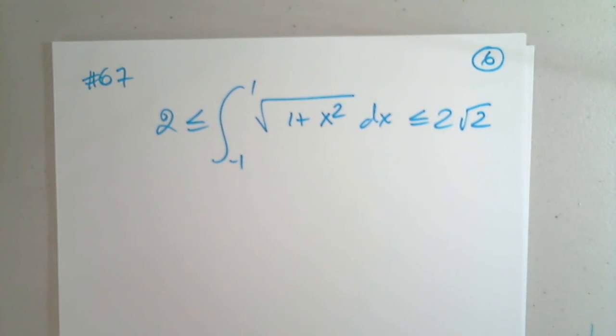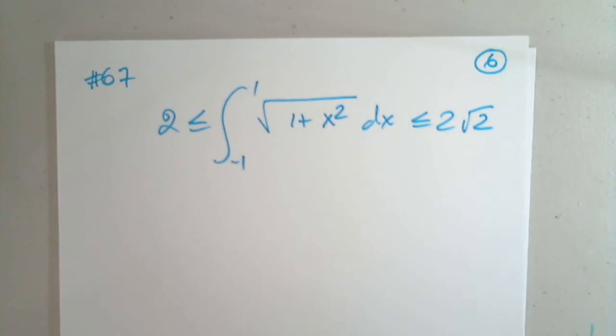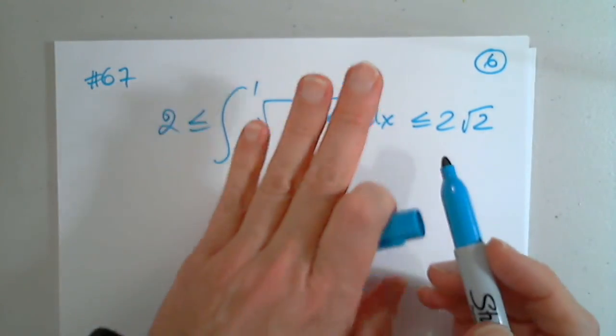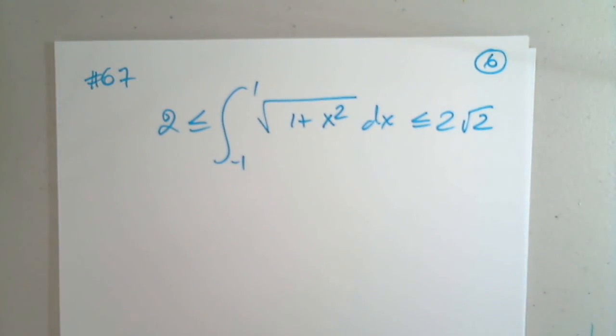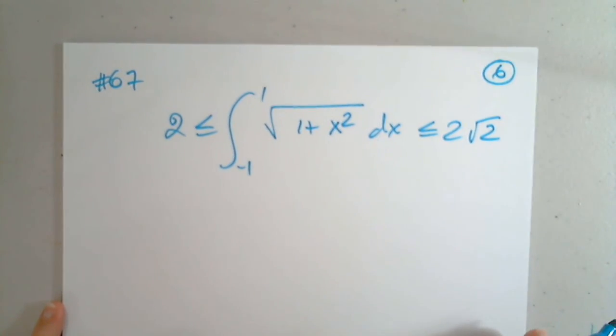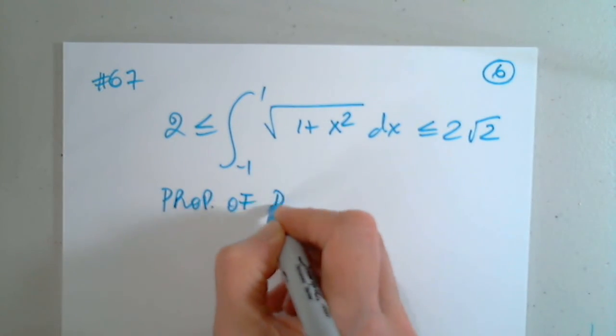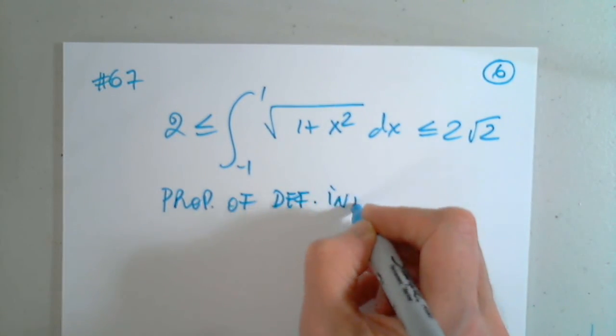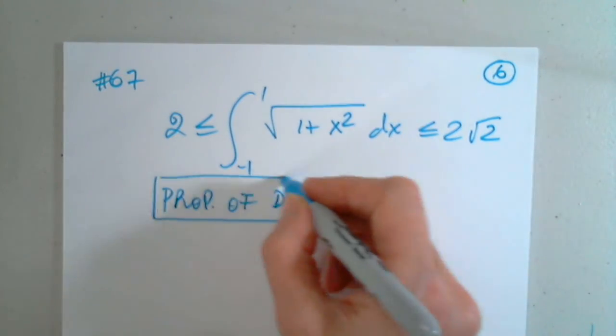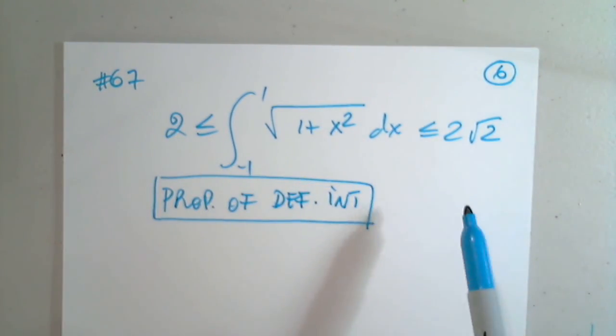Okay, we do not have a technique at this point to determine this, and they're not asking us to determine it and show that it is a number between these two. No, no, no. They're asking us to use the properties of the definite integral. This is what they're asking us to use and show that this is the case.